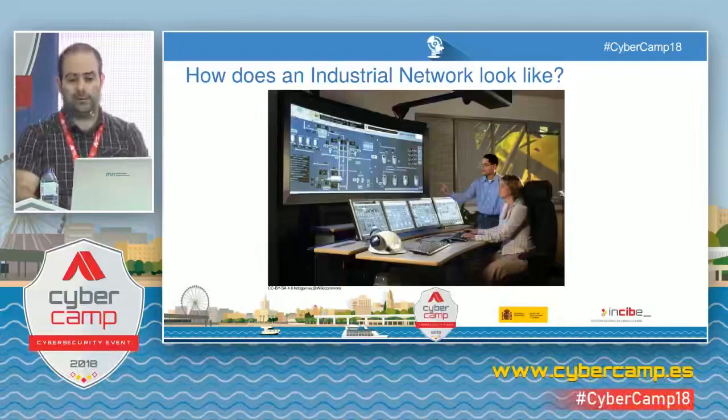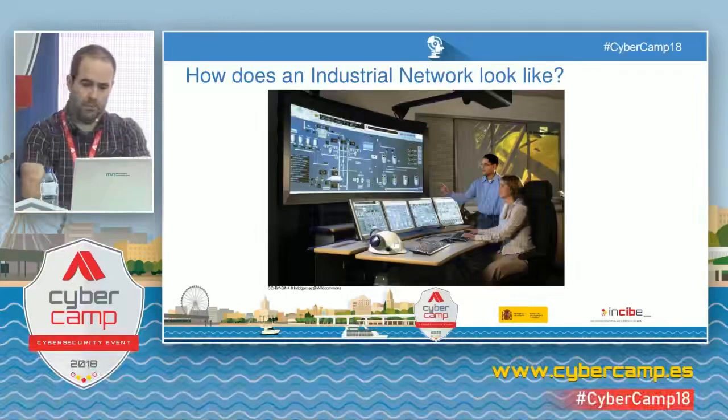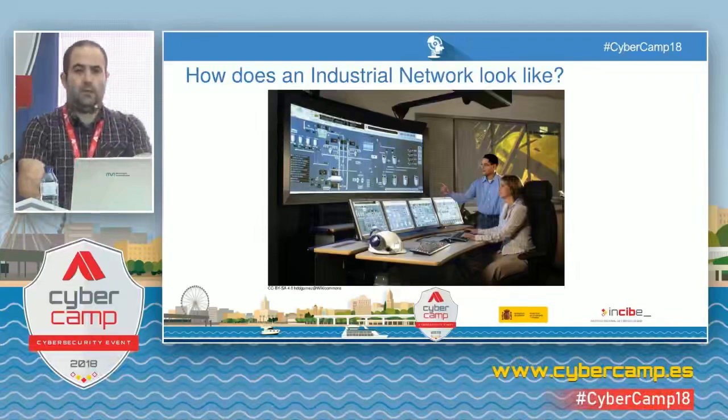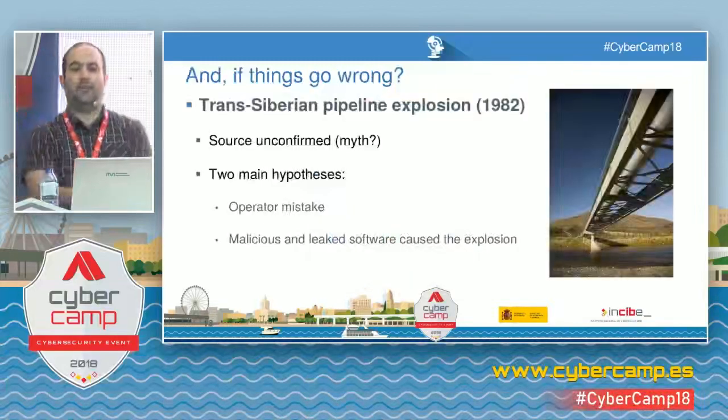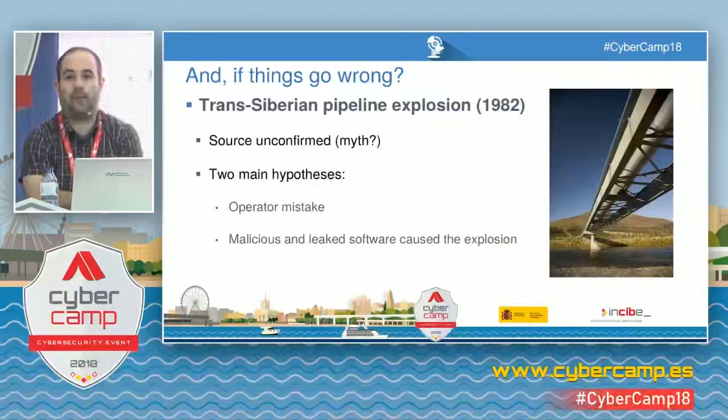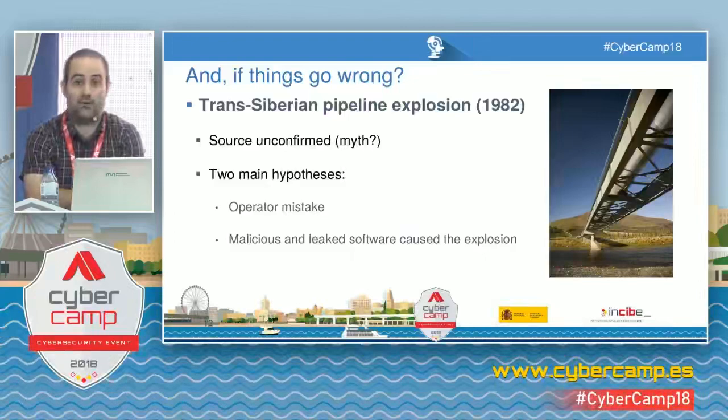Then the HMIs, human-machine interfaces, they're supervising up above that everything is working correctly. So that's a brief overview of how industrial networks work. So what happens if something goes wrong?